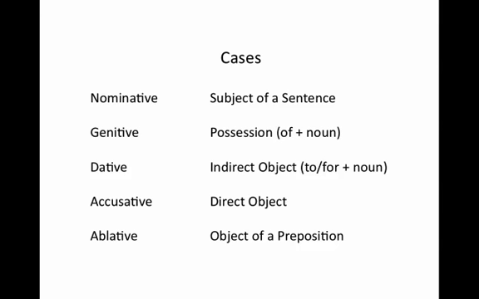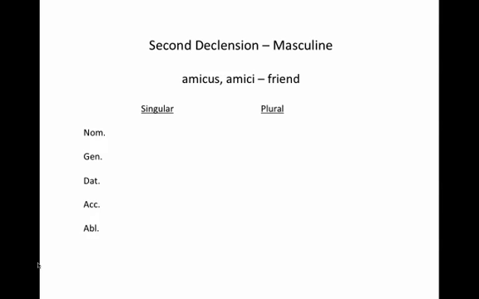We use the nominative case in Latin for the subject of the sentence. We use the genitive case for possession, and we translate it of plus the noun. We use the dative case for the indirect object, and we translate it to or for plus the noun. We use the accusative case for the direct object in a sentence. And the ablative case has many uses, but for the most part it will be used as the object of the preposition. Now the second declension encompasses two different genders, and we're going to talk about each of them separately.